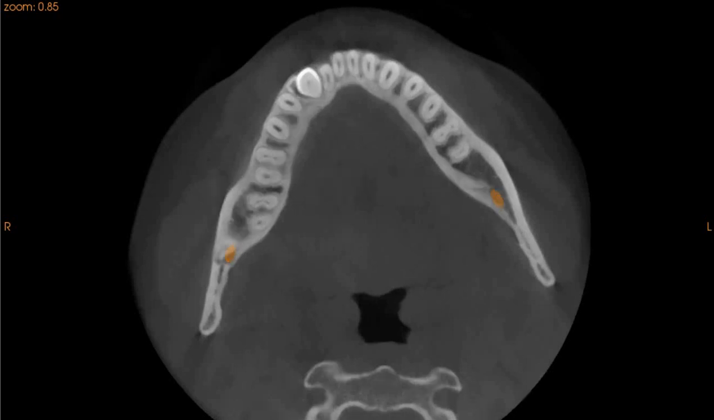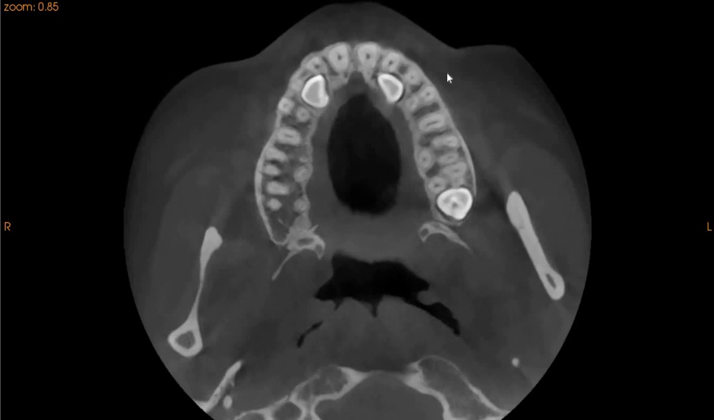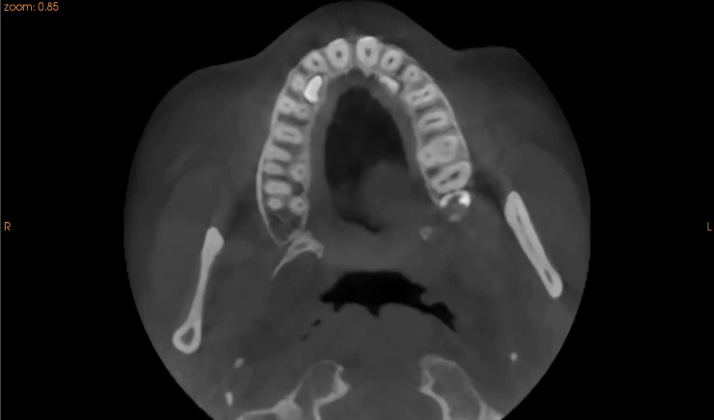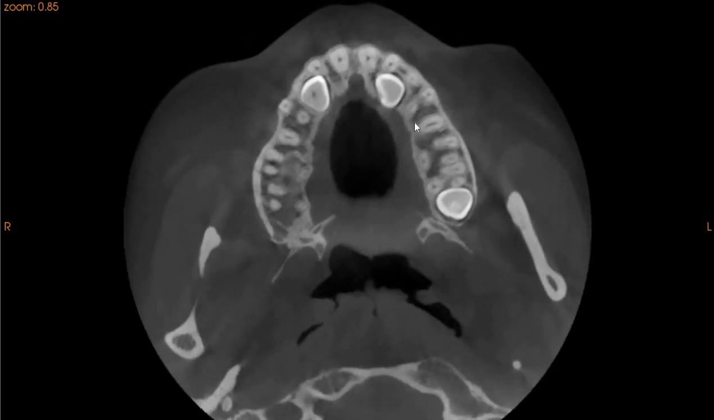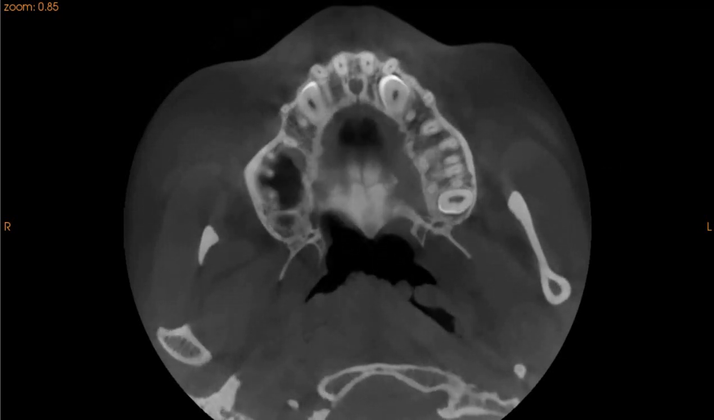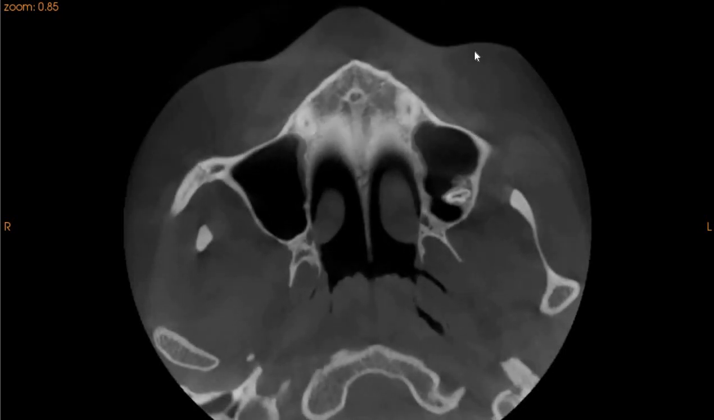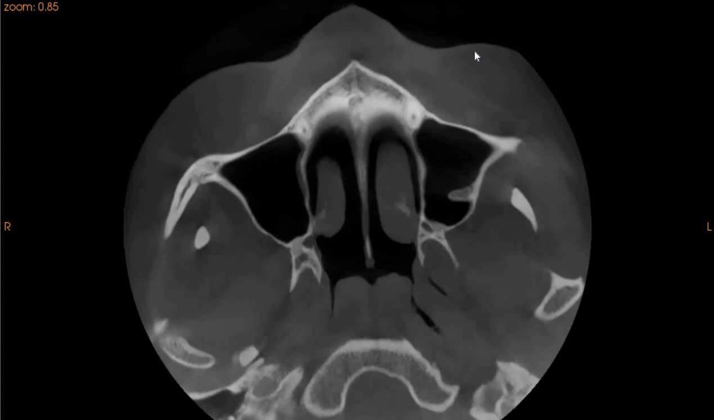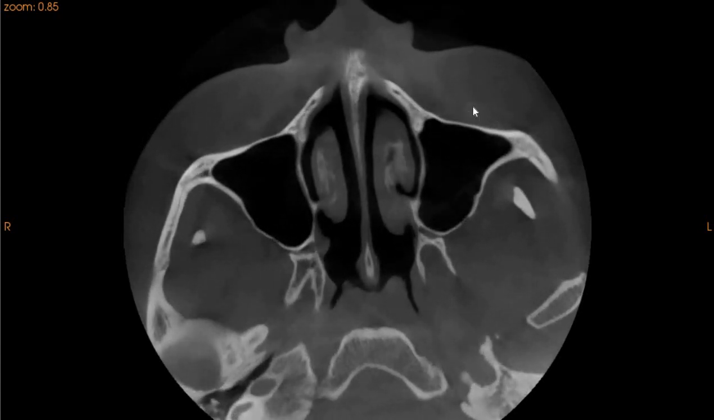Now moving to the upper arch. Here you can see both the canines are impacted palatally. These are the two deciduous canines. These canines appear to have perforated the cortical plate, and you can see that they're in close contact with the roots of the lateral incisors. As we're moving up, this is the root apices, and on the apex you can see they're very close to and in association with the maxillary sinus. No sinusitis can be observed on the axial section.